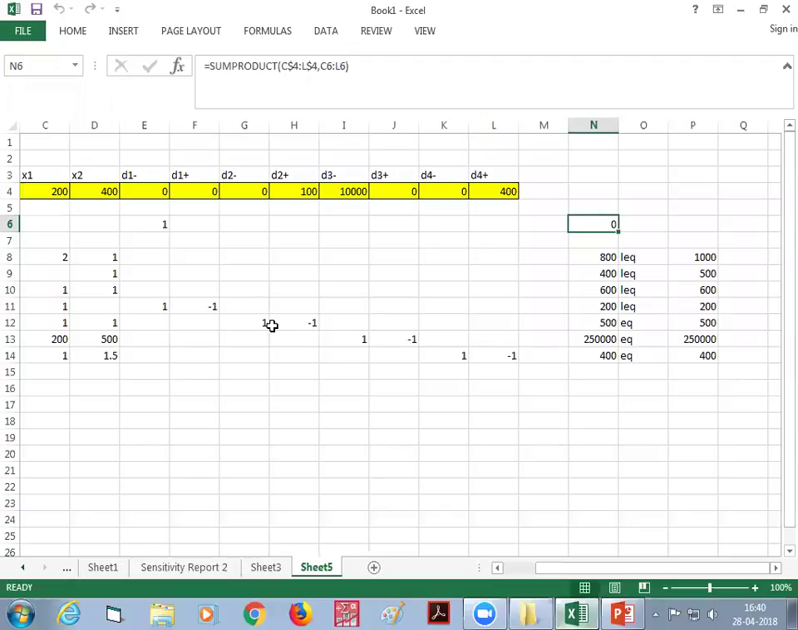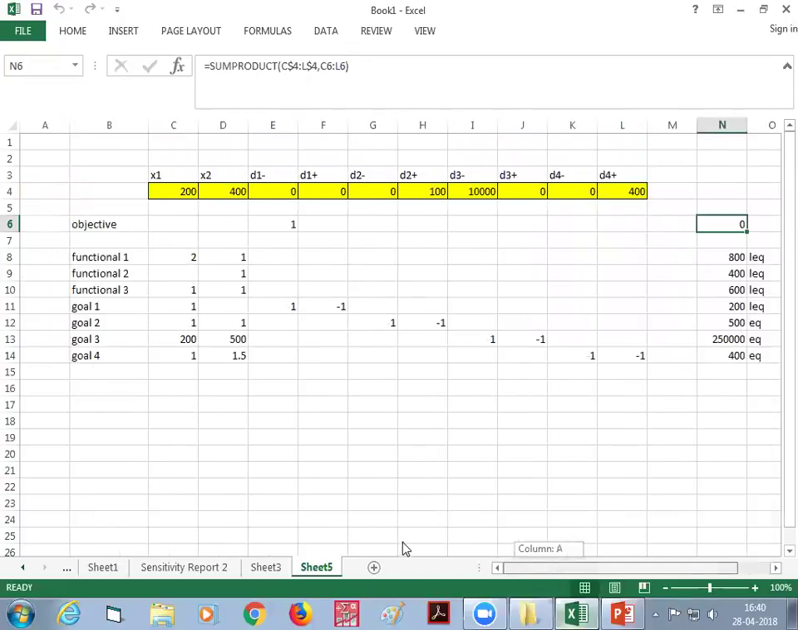Okay. So first one, D1 minus is 0. Okay. So next thing, what do we do? Now we're going to put in D1 minus as a constraint. So where is D1 minus? That is D1 minus. So the next constraint is that D1 minus equals 0.